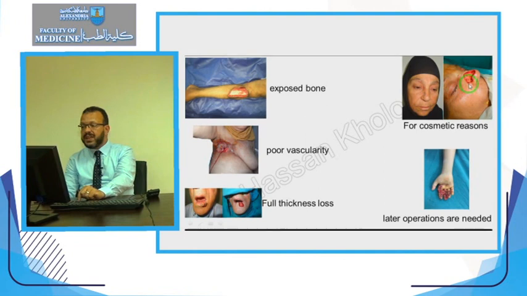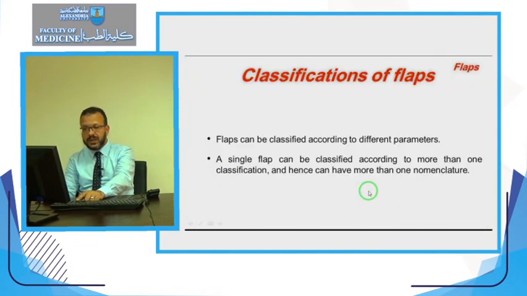For better cosmetic results, this defect can be reconstructed by a graft, but we sometimes choose to reconstruct it with a flap to give a better cosmetic result, especially in the face, and if later operations are needed, like we're speaking about tendon reconstruction later on.